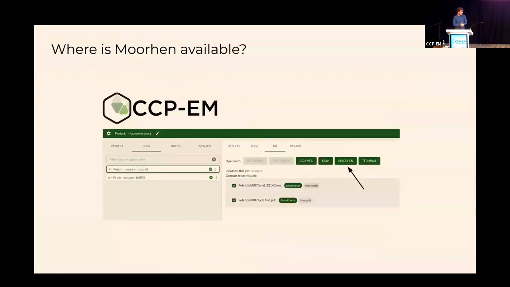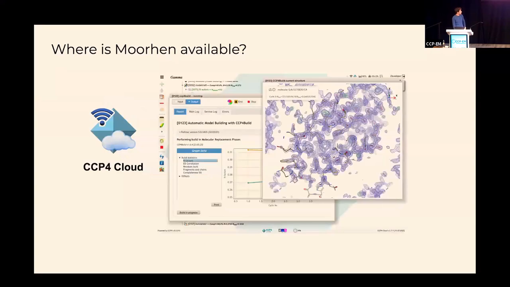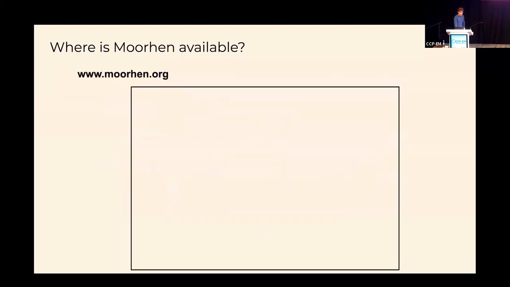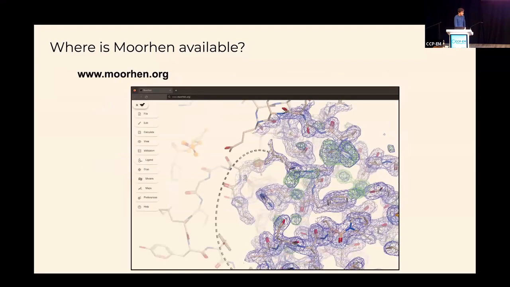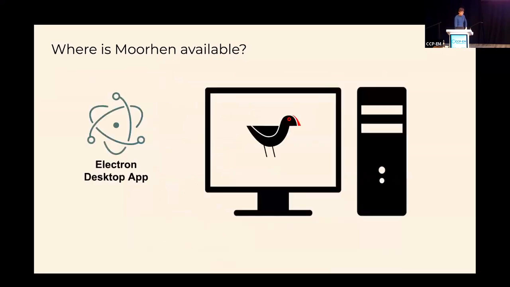Where is Moorhen available? As you've seen, it's available in Doppio. There's the Moorhen button that you can simply click, and then it will open Moorhen. It is also available as part of CCP4, so it's in CCP4 Cloud, and in the future, it will also be available in CCP4i2. It's also available as a standalone application at moorhen.org, which is probably the easiest way to access it, but then you obviously lose all of the ecosystem of CCP4 and CCP-EM, so I would recommend using Cloud or Doppio. It is also available as a standalone Electron app.